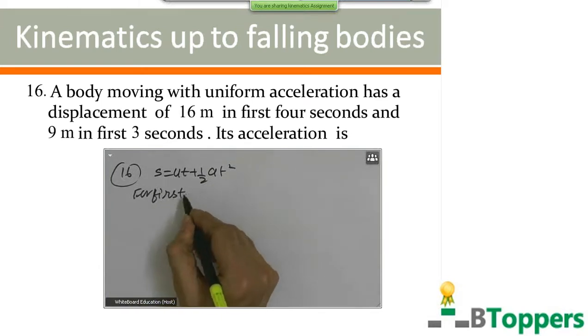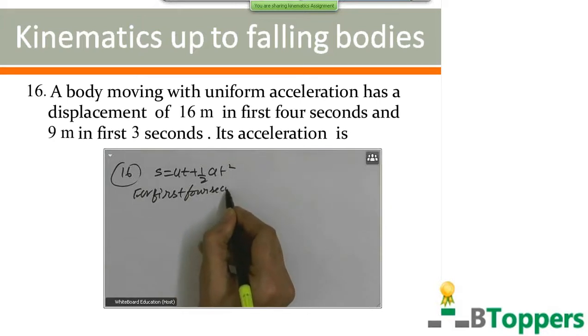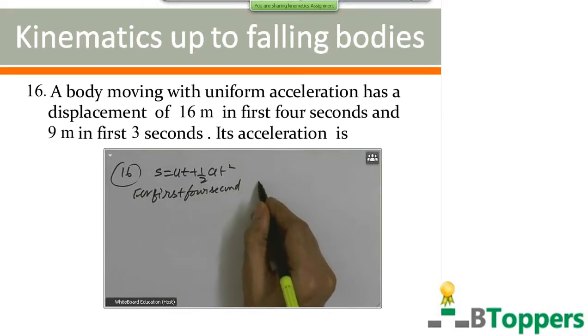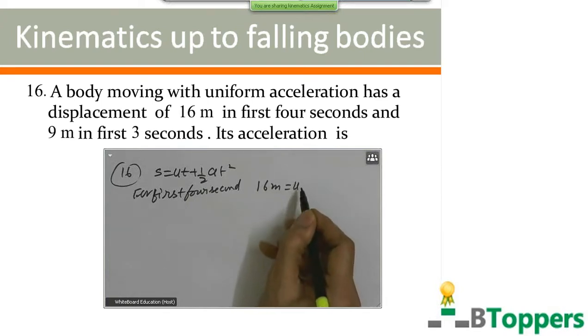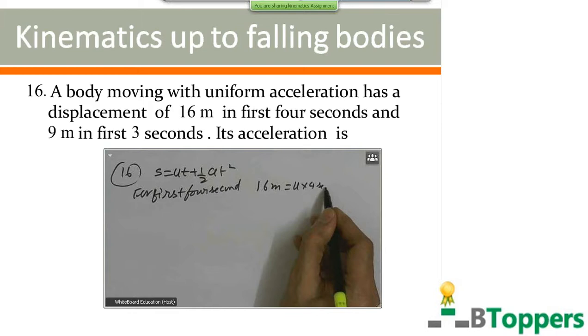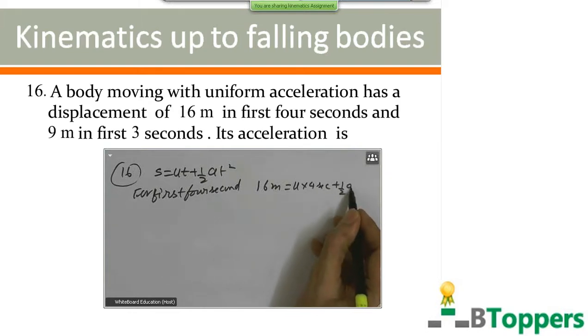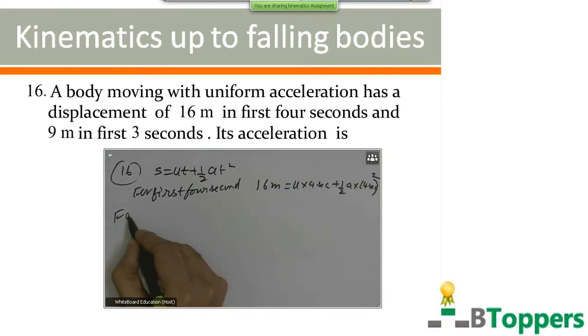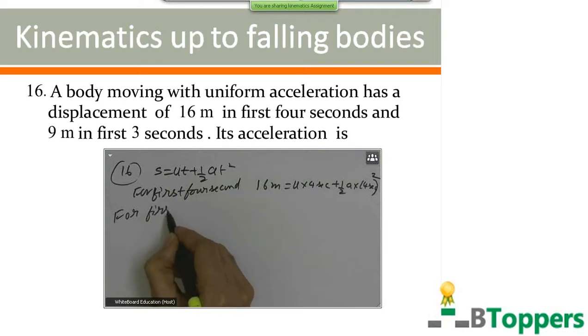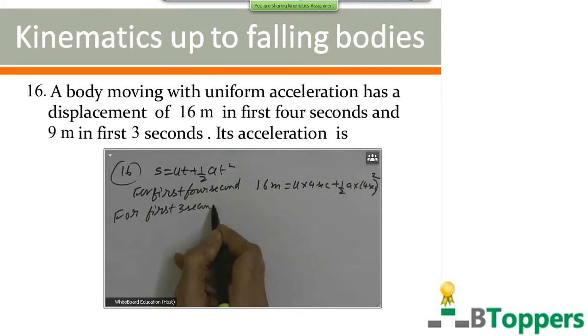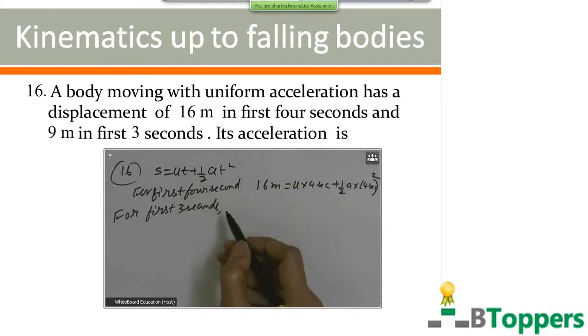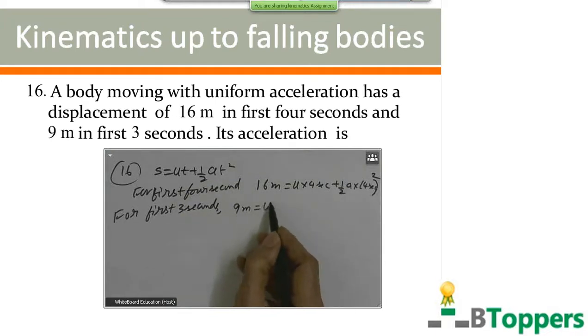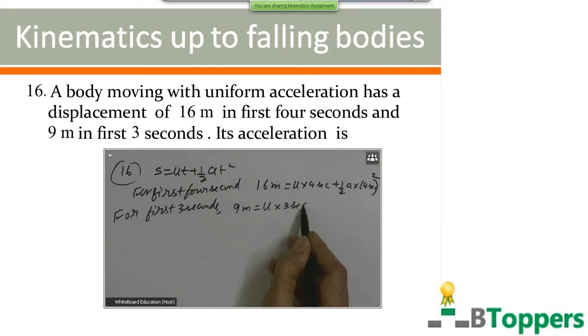For the first 4 seconds, you can take s equal to 16 meters, t equal to 4 seconds, and for the first 3 seconds, it travels 9 meters. So for the first 3 seconds, you can take, again using the same equation, s equal to 9 meters, initial velocity is u, t equal to 3 seconds.